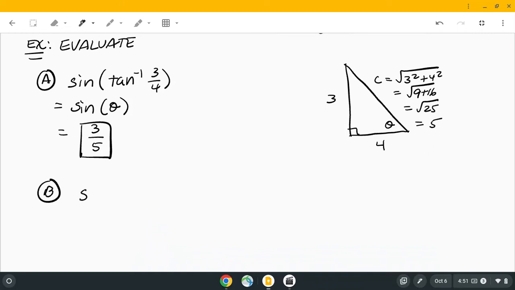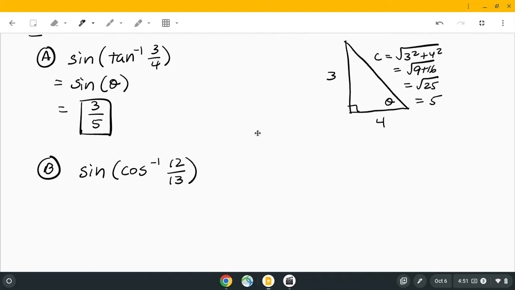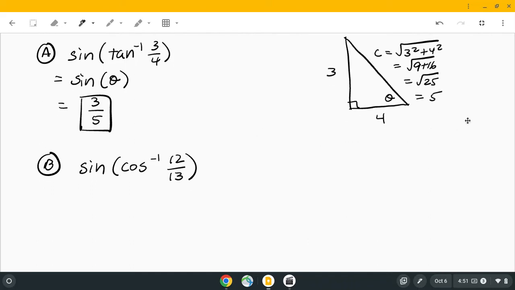Let's do the sine of cosine inverse of 12 over 13. Maybe you try this one. If you think you're like, okay, I get that, why don't you go ahead and try this one if you think you understand that one. But if you want to see another example worked out, just stay with me. Okay, so here we don't have that one memorized, so I'm going to use a triangle.